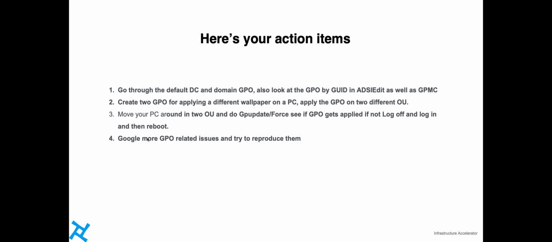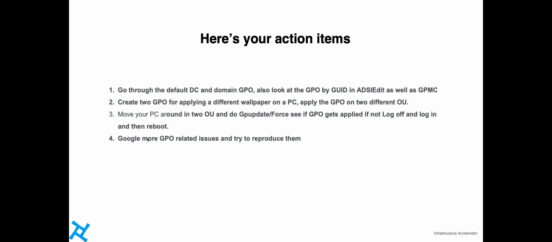So here are your action items. Go to your default domain controller and domain GPO and look at their GUID in ADSI Edit as well as GPMC. I showed it to you. So 31B and 6AC. 6AC is the default domain controller policy because default domain controller is physical and air conditioner is physical. 6AC is default domain controller, 31B is default domain policy.